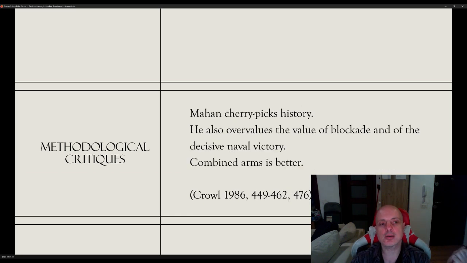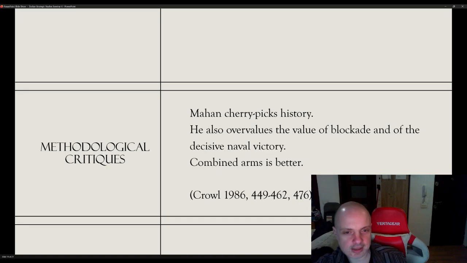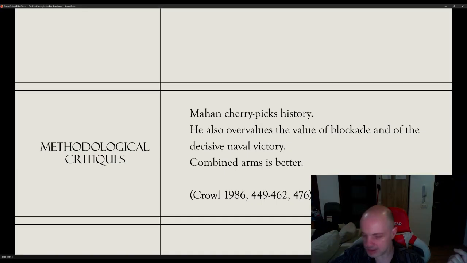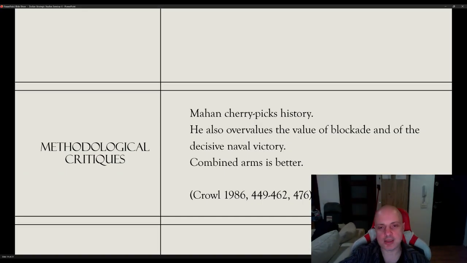An even more serious critique is that Mahan cherry picks history. So he only looks at the facts which can argue in favor of his idea, and he avoids critique. So basically, he doesn't argue in a rational manner. Another critique, which are all related, is that he overemphasized blockade. Blockade isn't always decisive. Blockade is only decisive in combination with other factors.